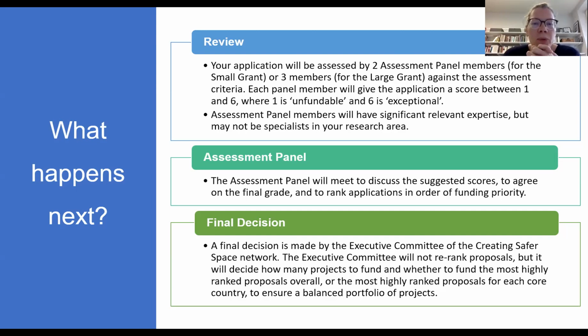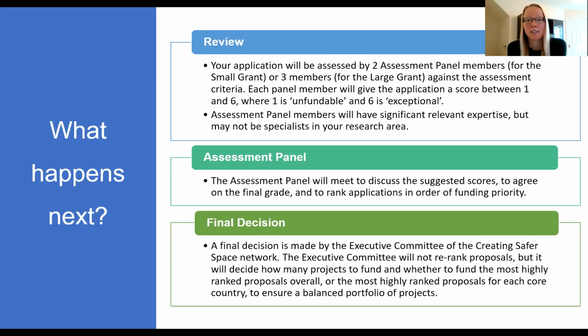So these are the reviews. The reviews then go to something called the assessment panel. The reviewers meet in this assessment panel to discuss the suggested scores and to agree on the final grade. Based on this final grade, they will be able to rank the applications in order of funding priority from the best ones down to the least good ones. So this is based on the review scores, which will then be discussed.